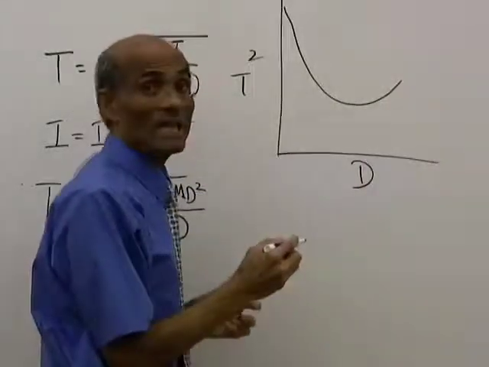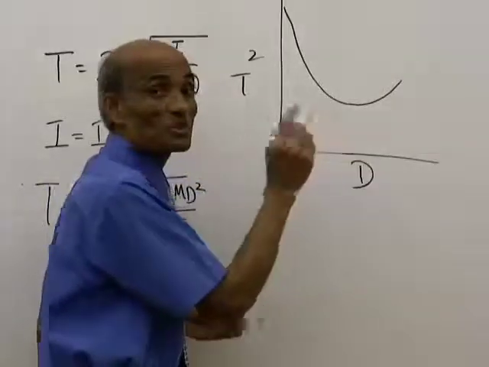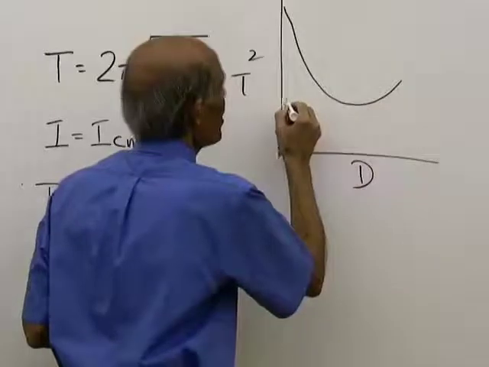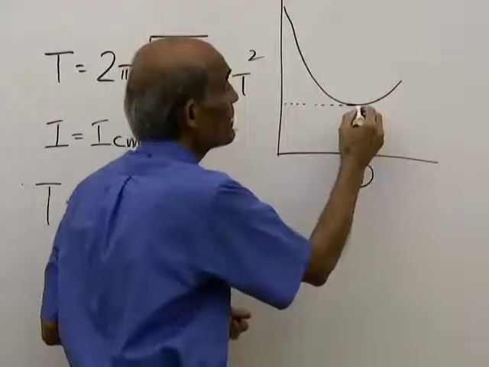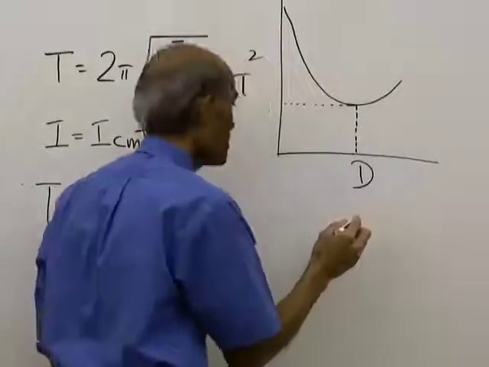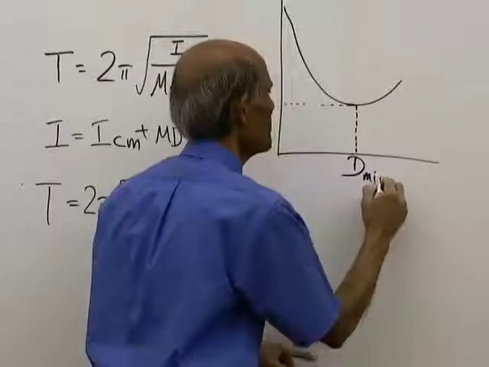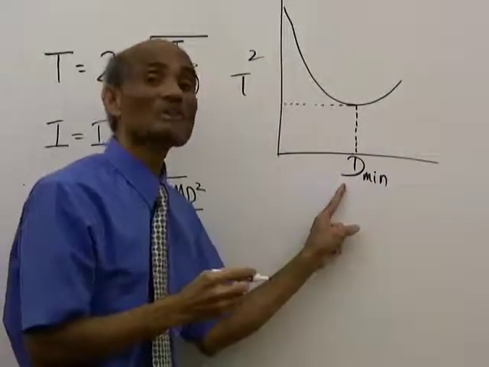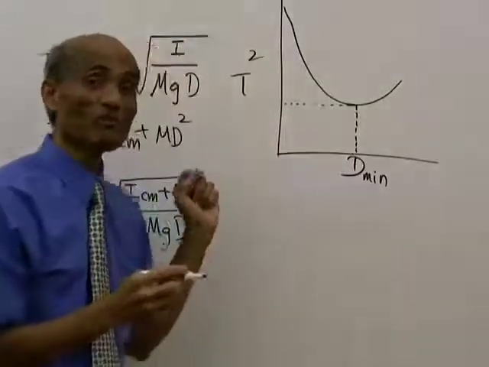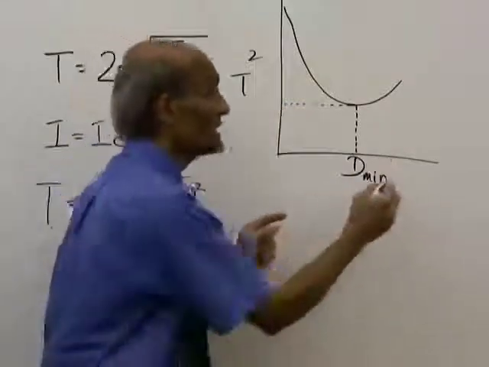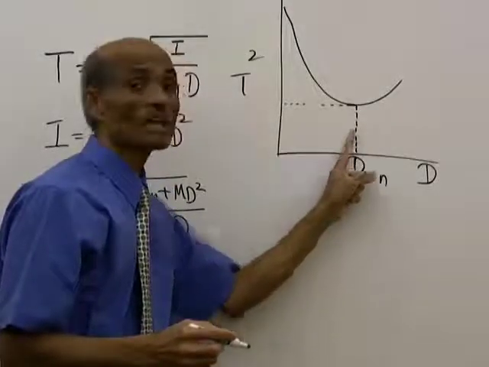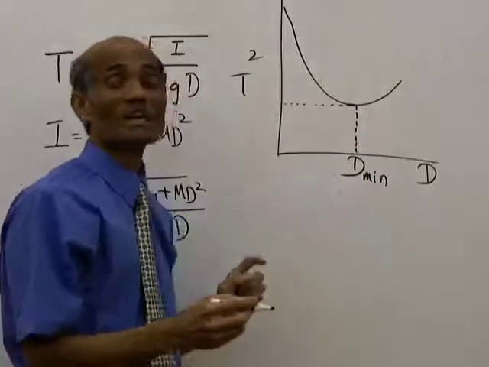Now, I want you to obtain the value of d that corresponds to the minimum period. In order to do that, all we need to do is draw a tangent to this curve and see where it touches the curve, and then draw a vertical line to the x-axis. This will be then called the d minimum. What does d minimum stand for? D minimum stands for the value of d corresponding to the minimum period. So you will draw a graph of T squared on the y-axis and d on the x-axis, and from the graph measure the value of d corresponding to the minimum period, and we call that d minimum.